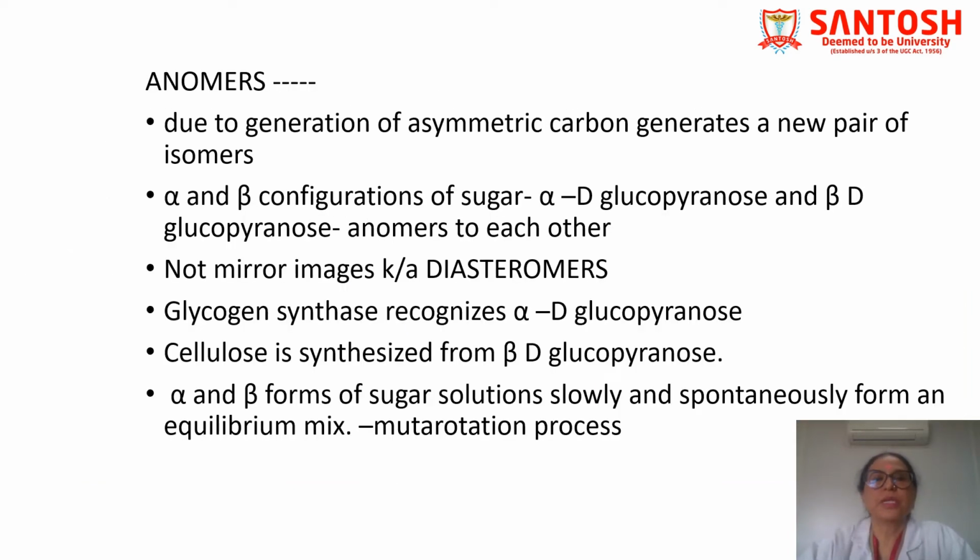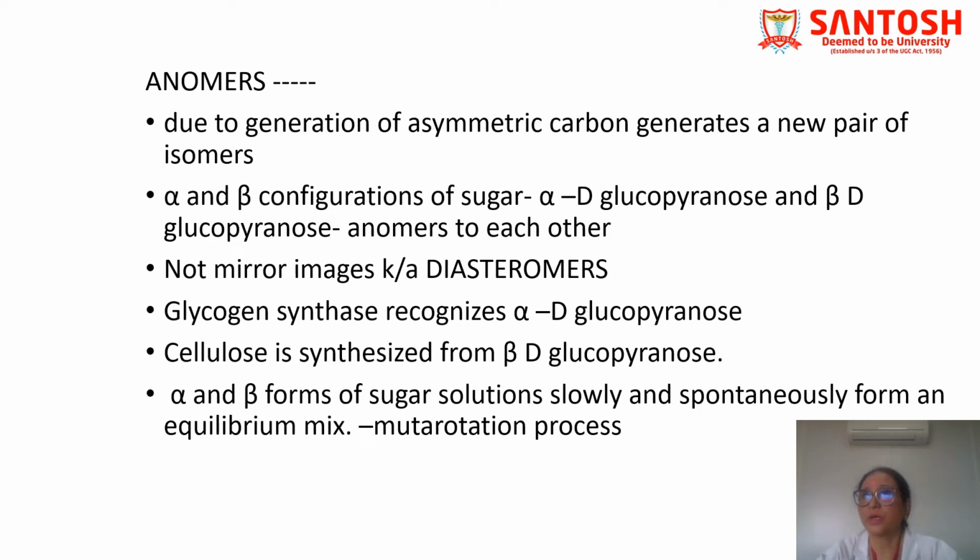Because of this generation of asymmetric carbon, a new pair of anomeric carbon isomers is generated, and these are known as alpha beta configurations: alpha D glucopyranose and beta D glucopyranose, which you have already seen. These are different from enantiomers because these are not mirror images. For example, glycogen synthase recognizes alpha D glucopyranose while cellulose is synthesized from beta D glucopyranose. So now you understand the difference.